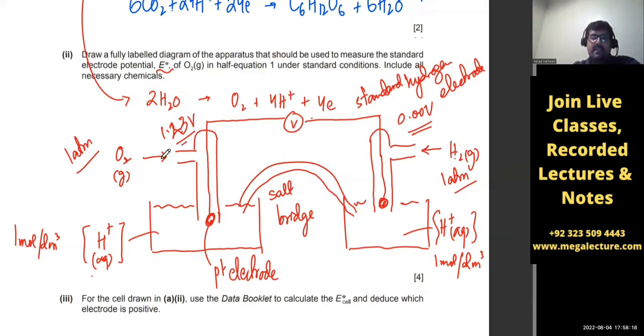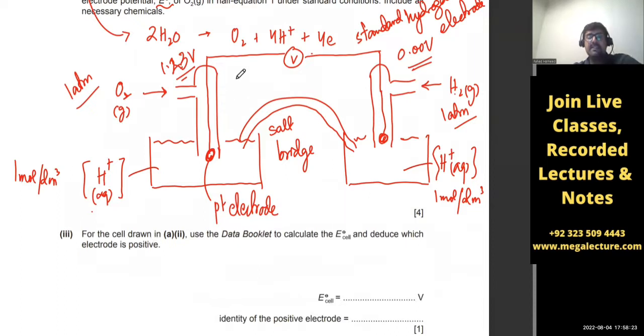So which one is your higher potential? Which one is the positive electrode? The positive is the higher one. So the 1.23 volts is the higher one. So identity of the positive electrode, it's the left one. The E naught cell is going to be 1.23 volts. You get 1.23 minus 0 volts.